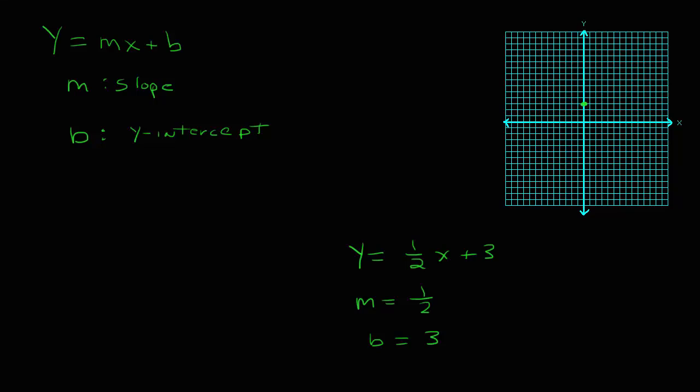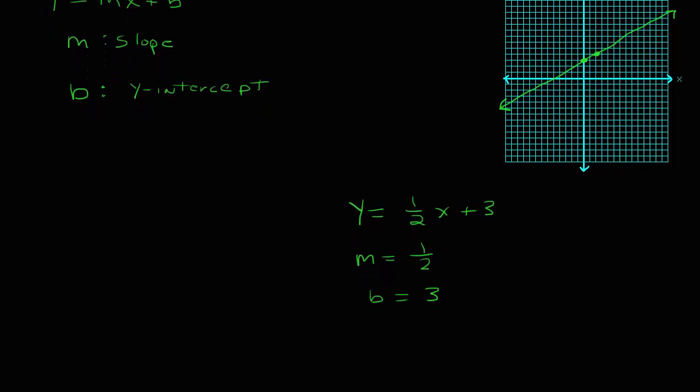Then I use my slope, remembering that slope is defined as change in y over change in x. I have a positive change in y of 1, which means I go up 1, and a positive change in x of 2, meaning I go over 2 to the right. I now have 2 points, and I can connect those dots and make a line. My line goes something like this. Draw arrows on both ends to indicate that the line continues forever, and we're done.